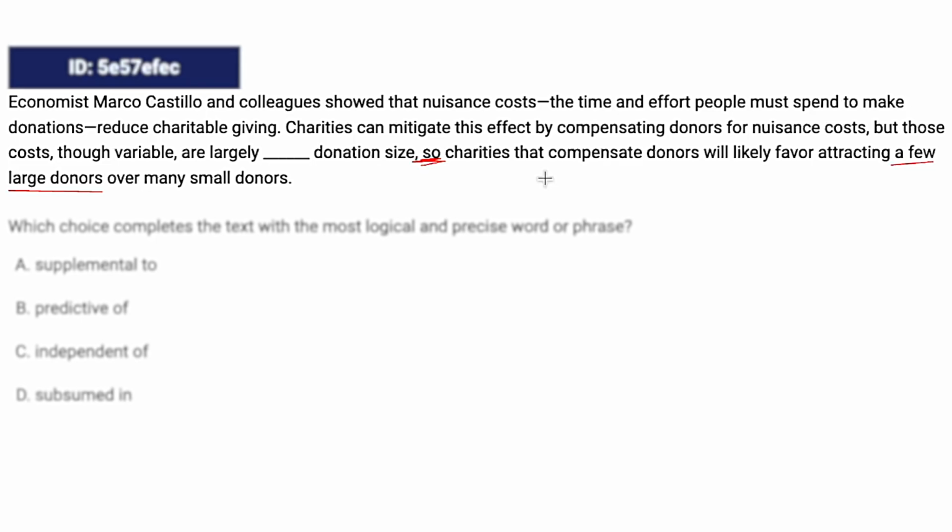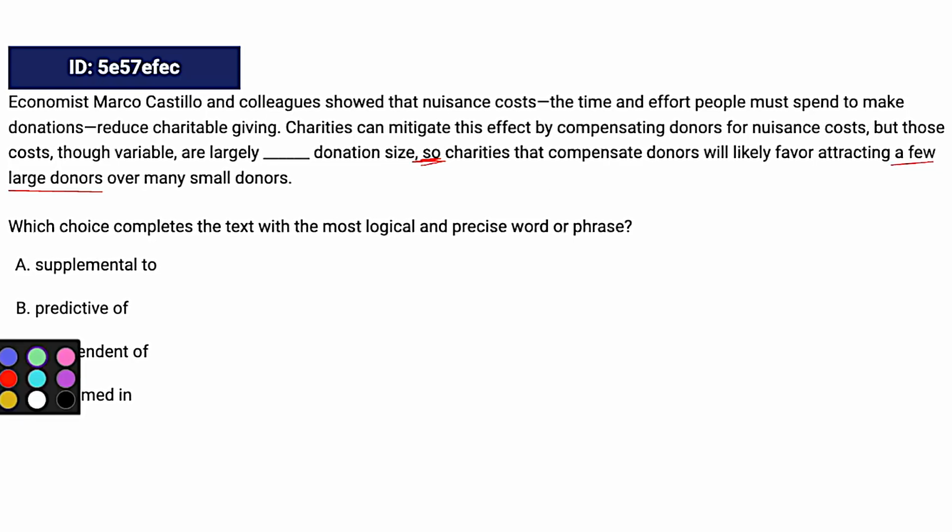Assuming that we get the same amount of money, the only reason you would want fewer donations is because the compensation for nuisance costs, whatever you're giving a donor for nuisance costs, is the same regardless of if they give you a large donation or a small donation. So those costs are largely blank donation size. My prediction will be not affiliated with, not associated with, not tied to, not connected to donation size, something like that. All right, we have supplemental to.